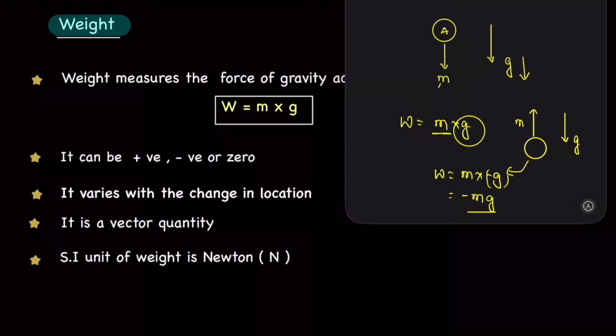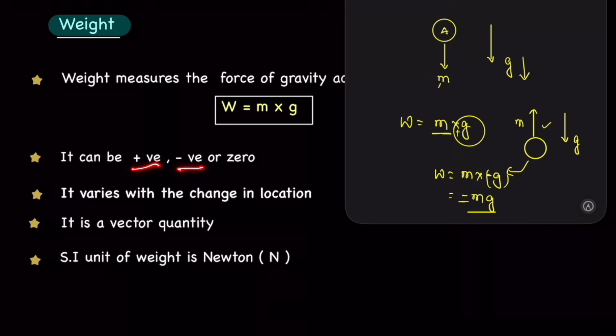So in the first case, the body was going down and acceleration was in the same direction, so acceleration due to gravity is positive. But in the second case, where the body is going up and acceleration due to gravity is in the downward direction, their motions are in opposite directions. So that's why here g is negative, so weight is negative. So we understand here that weight could be positive or negative.